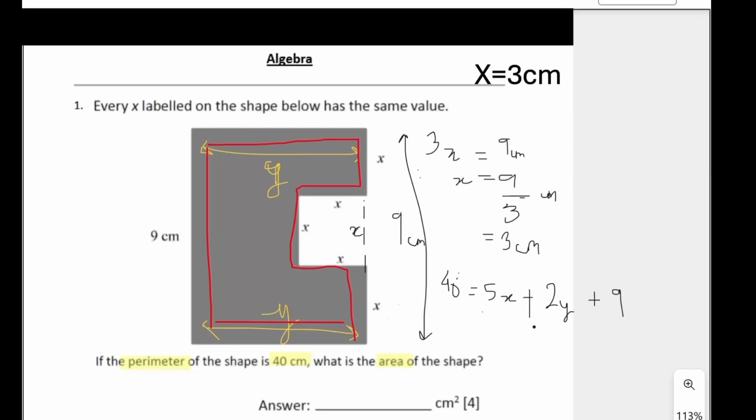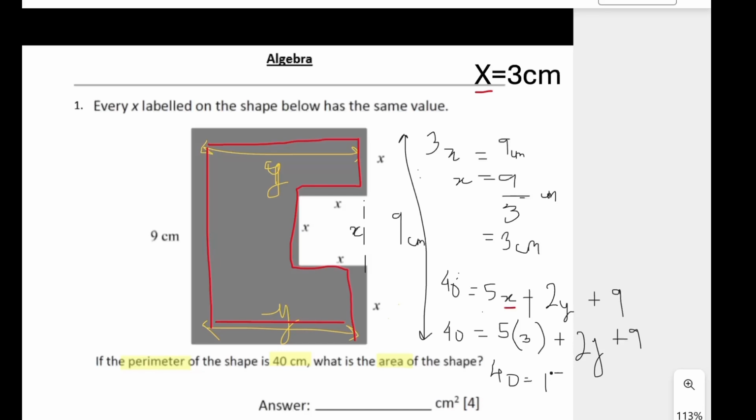Or let's rearrange the equation. So from before, we found out the value of x. We can substitute our 3 centimeters in there. So we are going to do 40, let's line up our equal signs, is equal to 5 multiplied by 3. The brackets mean multiply. Plus 2y plus 9. Then we have 40 is equal to 15 plus 2y plus 9.